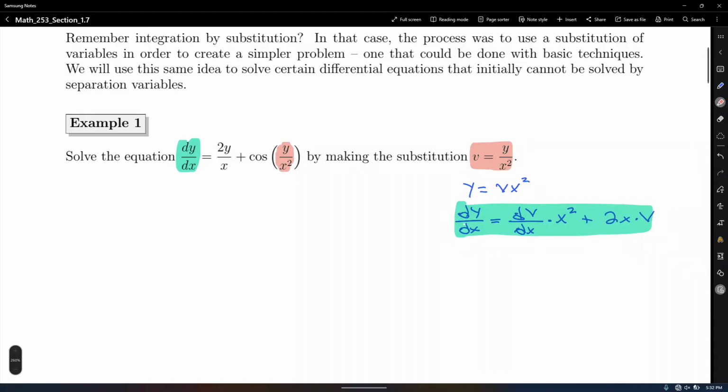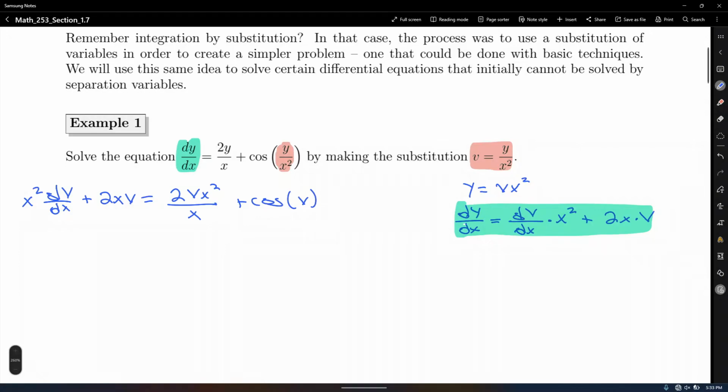Okay, so what does that become? So number one, dy/dx, which is all this madness here. That's x squared dv/dx plus 2xv, okay? And that equals 2y over x. So 2y over x, but I'm going to substitute this y right here. So 2 times y, which is vx squared, divided by x, plus cosine of v, all right? Plus cosine of v.